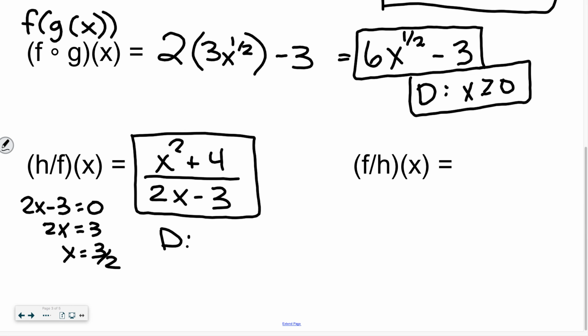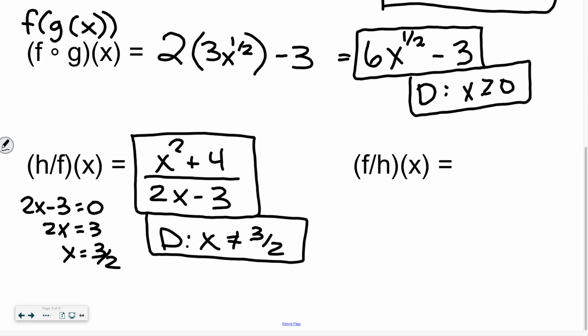But don't you agree, the denominator could be positive or negative and I could divide, right? It just can't be 0. And the only thing that's going to make it 0 is if I put 3 halves in. Because then 2 times 3 halves is 3 and 3 minus 3 is 0, and that's no good no matter what the numerator is. So I'm just going to say x cannot equal 3 halves.